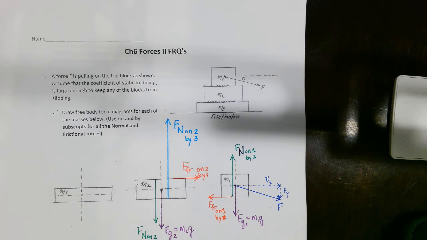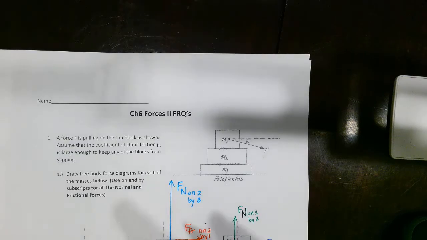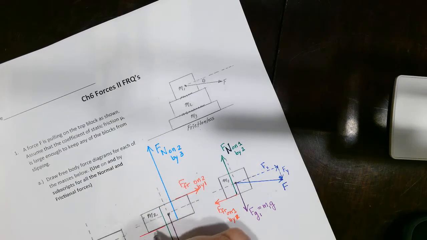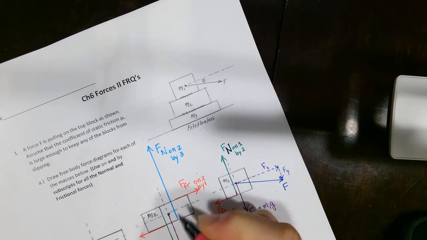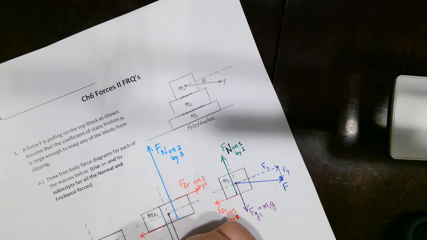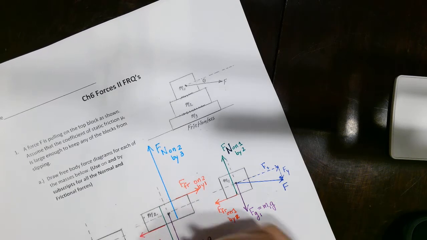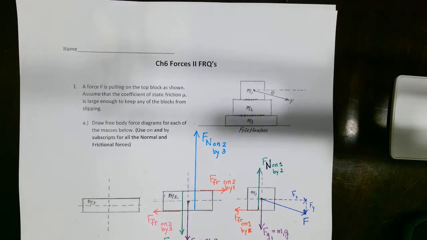Then I have friction acting between block 2 and 3. And this friction is the friction on 2 by 3. Okay, I hope everybody's okay with that.